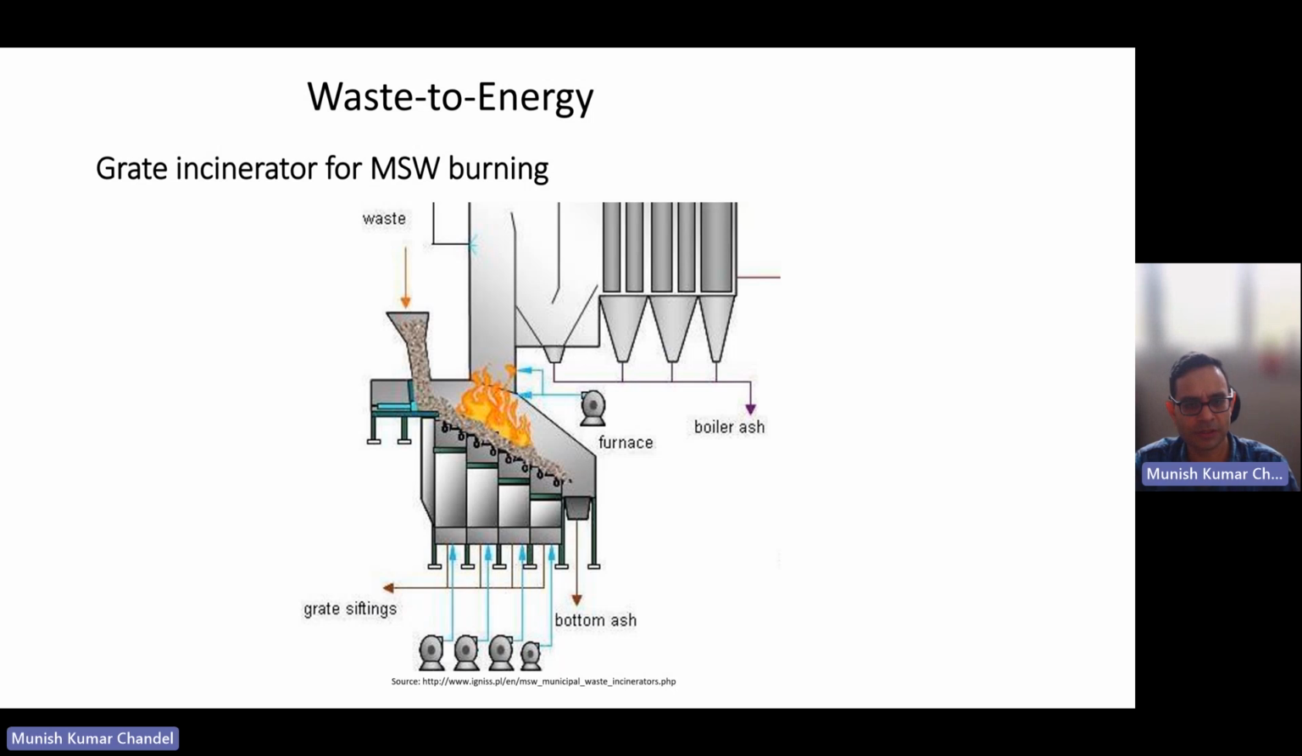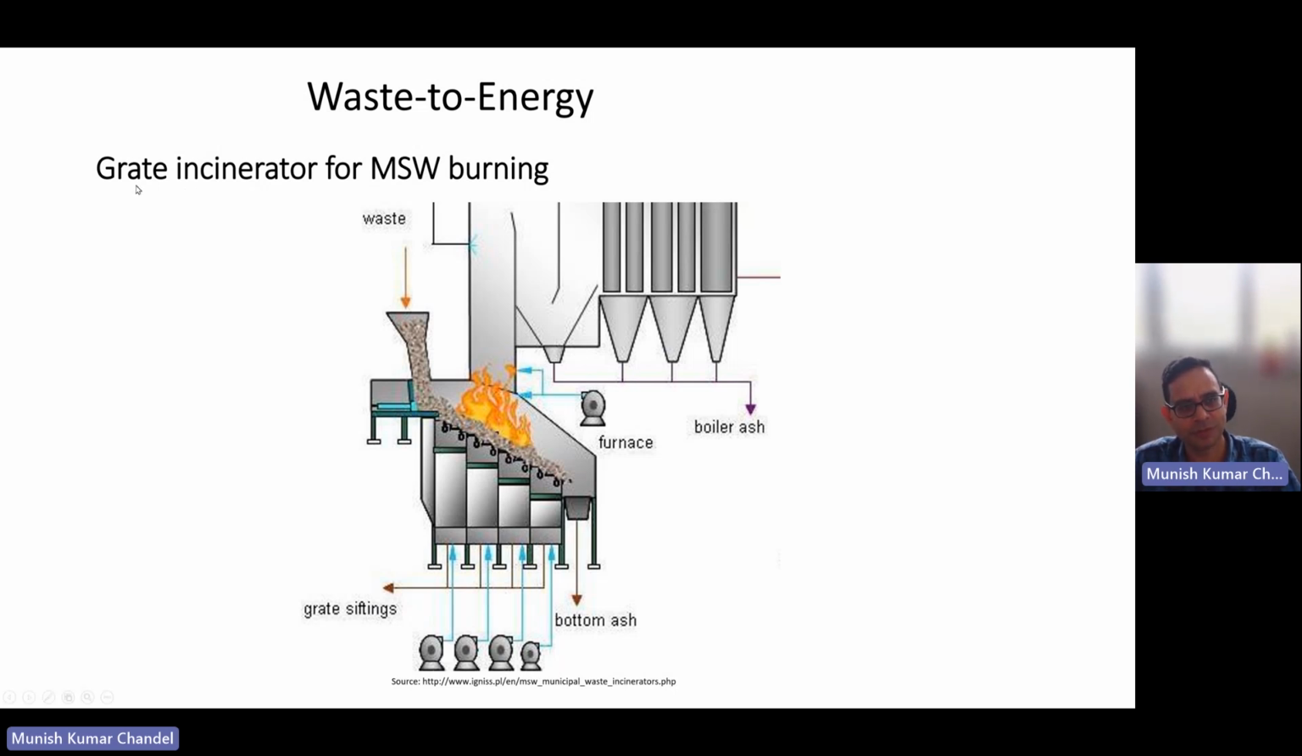in those circumstances, we sometimes use an incinerator as a technology for the disposal or treatment of the waste. So what is basically incineration? As I told you, among the chemical methods, incineration is one of the important technologies. Basically, it's a combustion of your municipal solid waste.